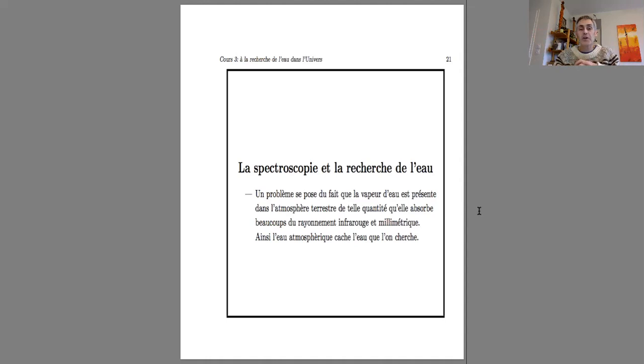And this water, the water vapor and the ice water in the clouds, absorbs strongly in the infrared and millimeter microwave region of the spectrum. And so this water vapor in the atmosphere tends to hide the part of the spectrum that we're looking in to try and identify these molecules by spectroscopy.